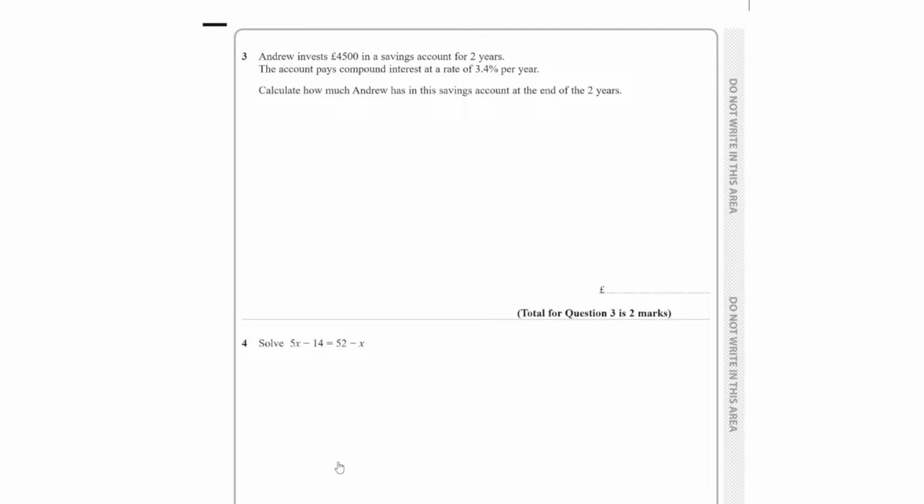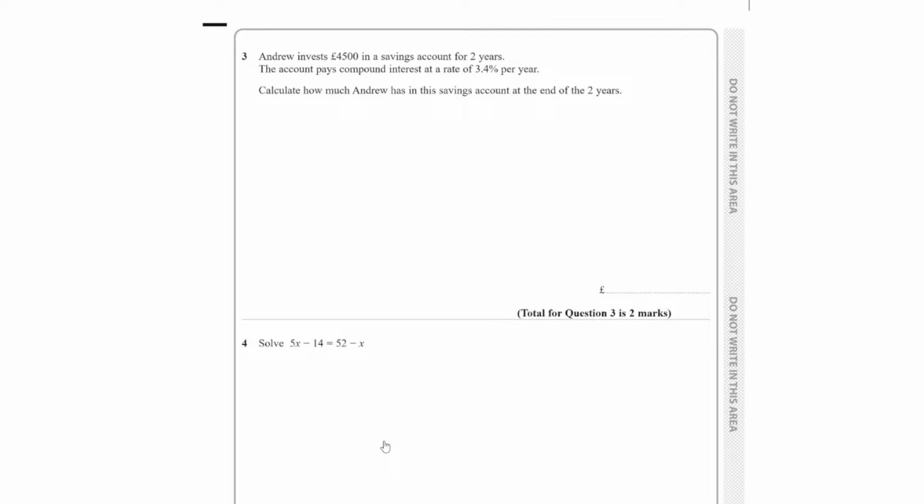So question 3, Andrew invests $4,500 in a savings account for 2 years. The account pays compound interest at a rate of 3.4% per year. Calculate how much Andrew has in this savings account at the end of 2 years. So this is just a really straightforward compound interest question.